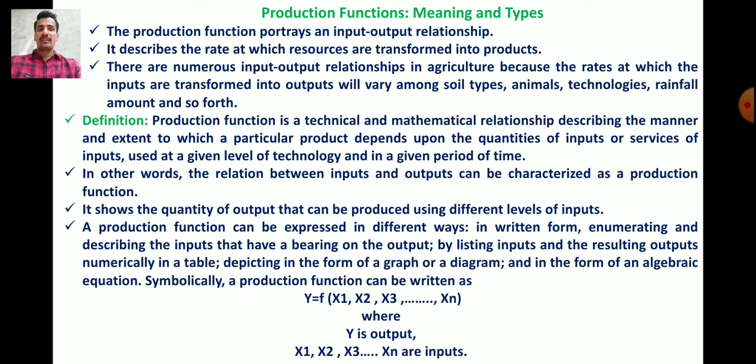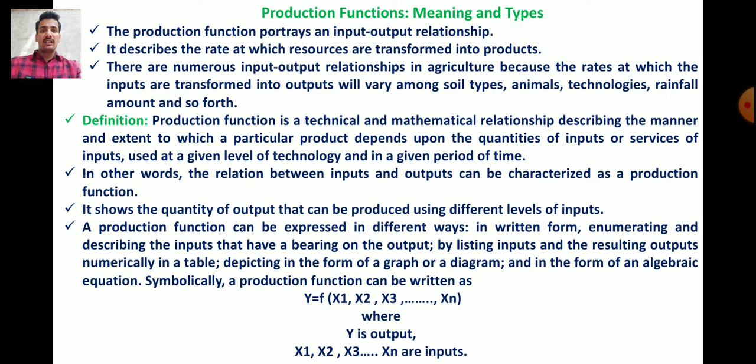Now, most important, the definition of production function. A question may be asked: define the production function and explain the stages of production function. So the definition is most important, then the types of production function are also important. Production function is a technical and mathematical relationship describing the manner and extent to which a particular product depends on the quantities of input or services of inputs used at a given level of technology and in a given period of time. This is a broader definition of production function.